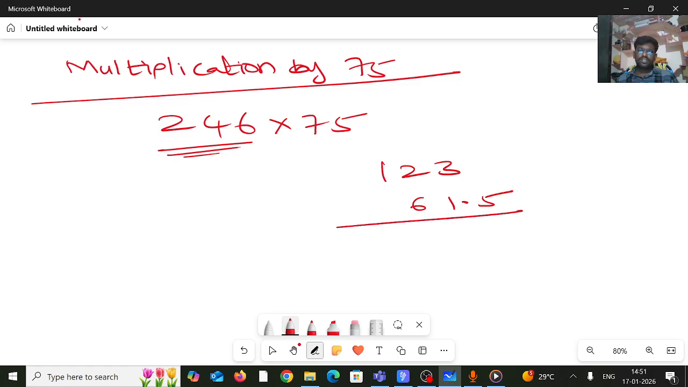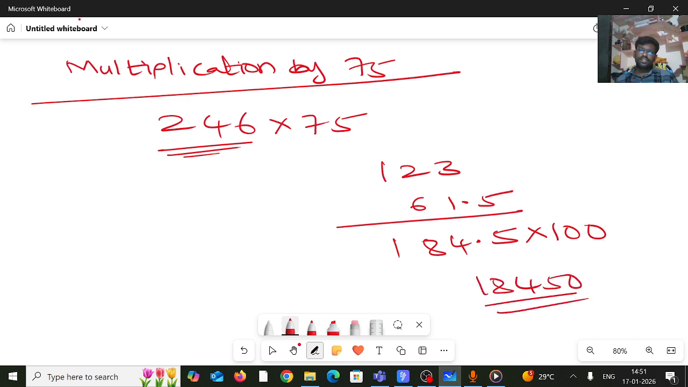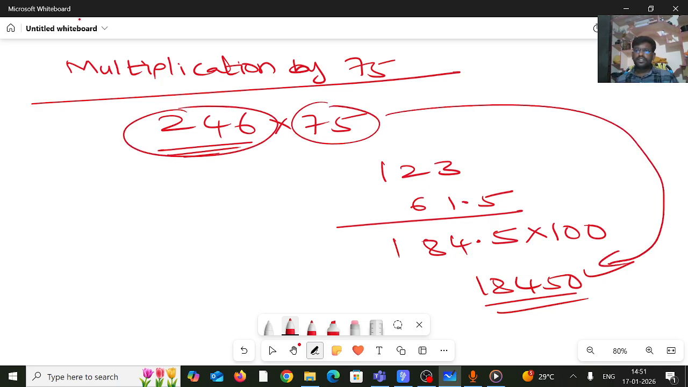Add these two numbers, 184.5, and multiply with 100. You will get the answer 18,450. This is what you get when you multiply 246 by 75. Right, again I will explain, don't worry. I will go for the next example.